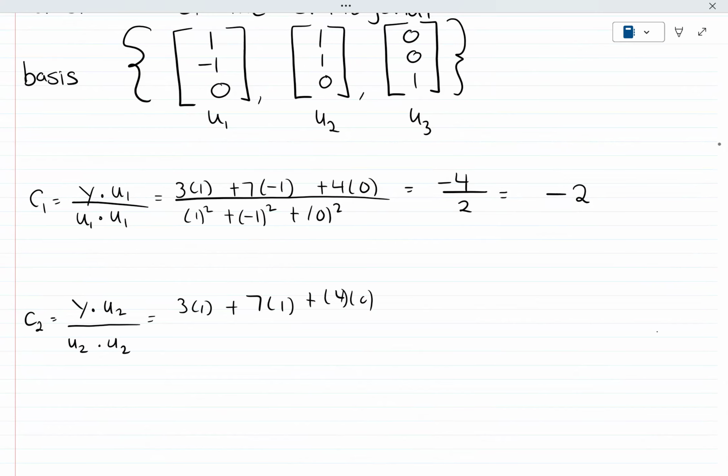Okay, and then all over U2. So U2 is 1 square plus 1 square plus 0 square, right? So on the top, when you do the algebra, you should get 10, and then on the bottom, you should get 2, just 5.